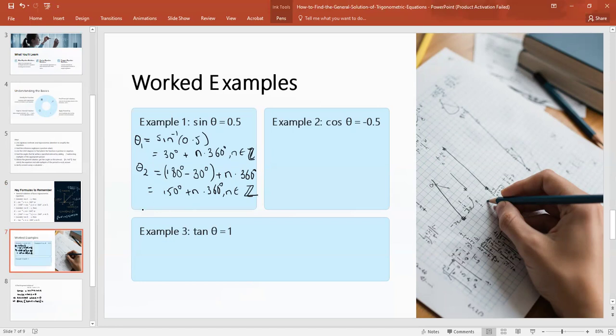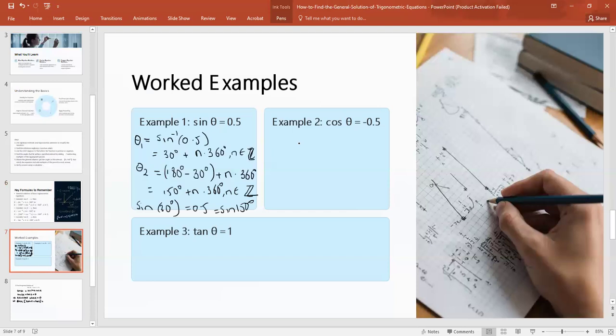So if you check your answer, you have to put into your calculator sine of 30 degrees. You're going to obtain 0.5. Likewise, for sine of 150 degrees, you will also get 0.5.